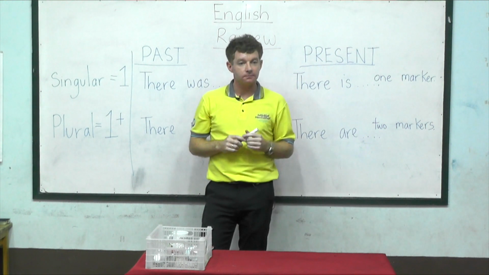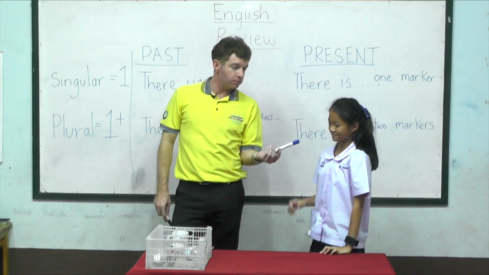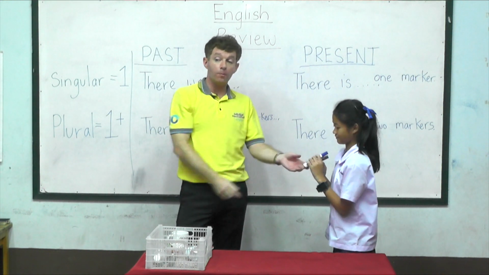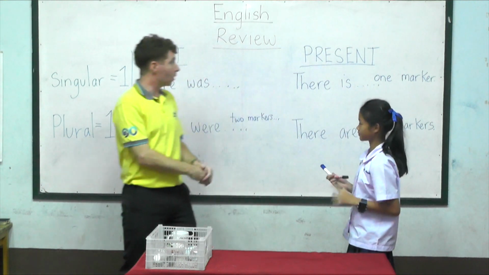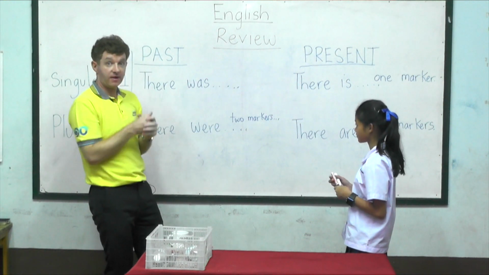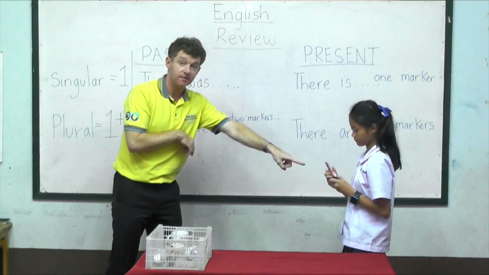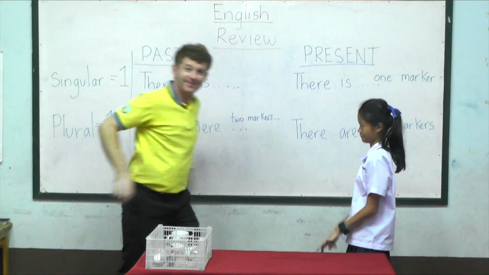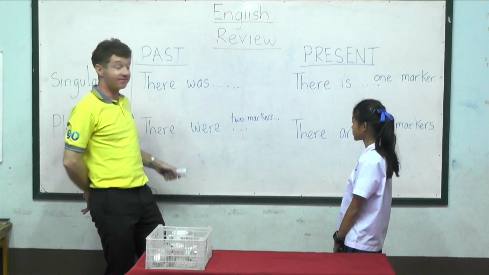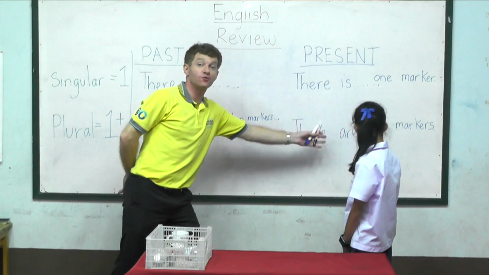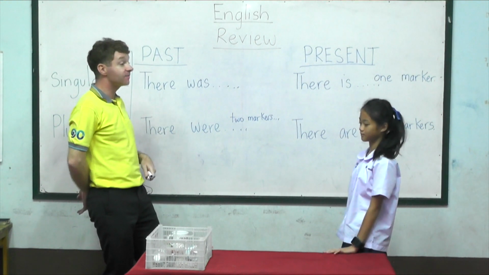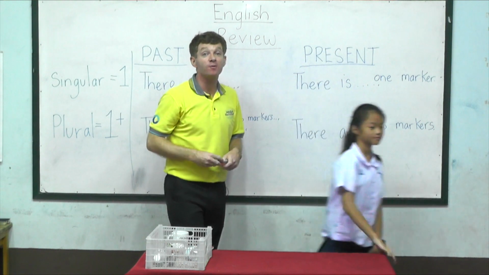Now, Down's turn. So this time, I give Down one marker, but then I give Down another marker. So is this singular or plural, guys? Plural. So what will we say in the present? There are two markers. Perfect. Down has them. But oh no, they're not there anymore. So what do we say? Two markers. Perfect. Present, there are two markers. Past, there were two markers. Down, that's excellent. High five, big round of applause for Down.